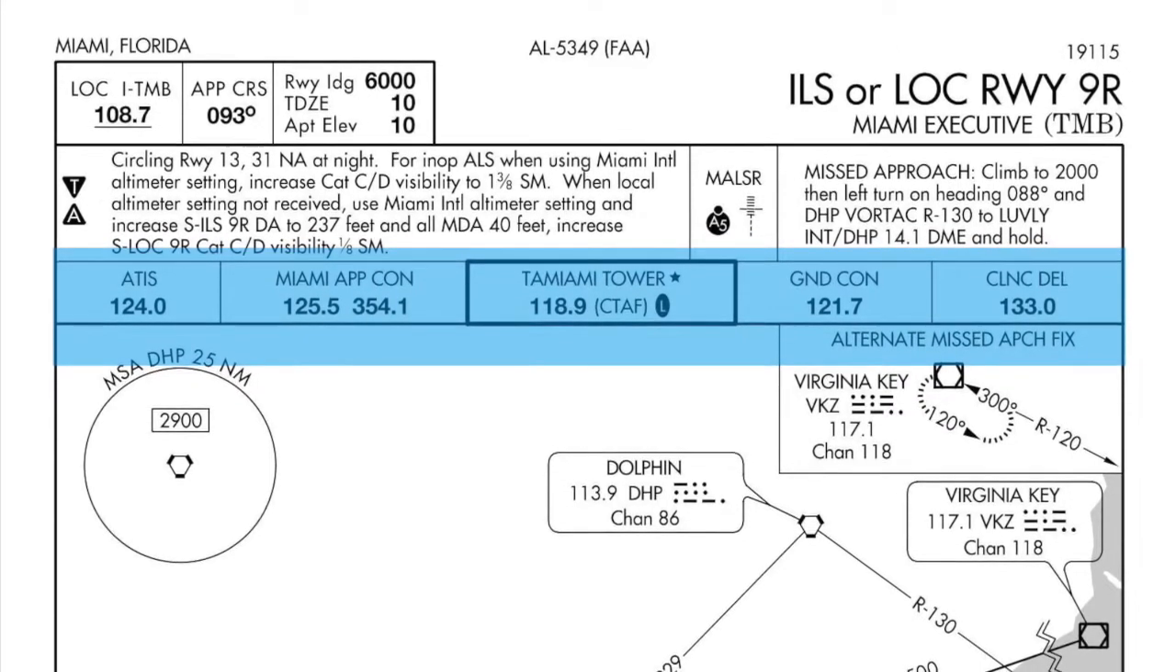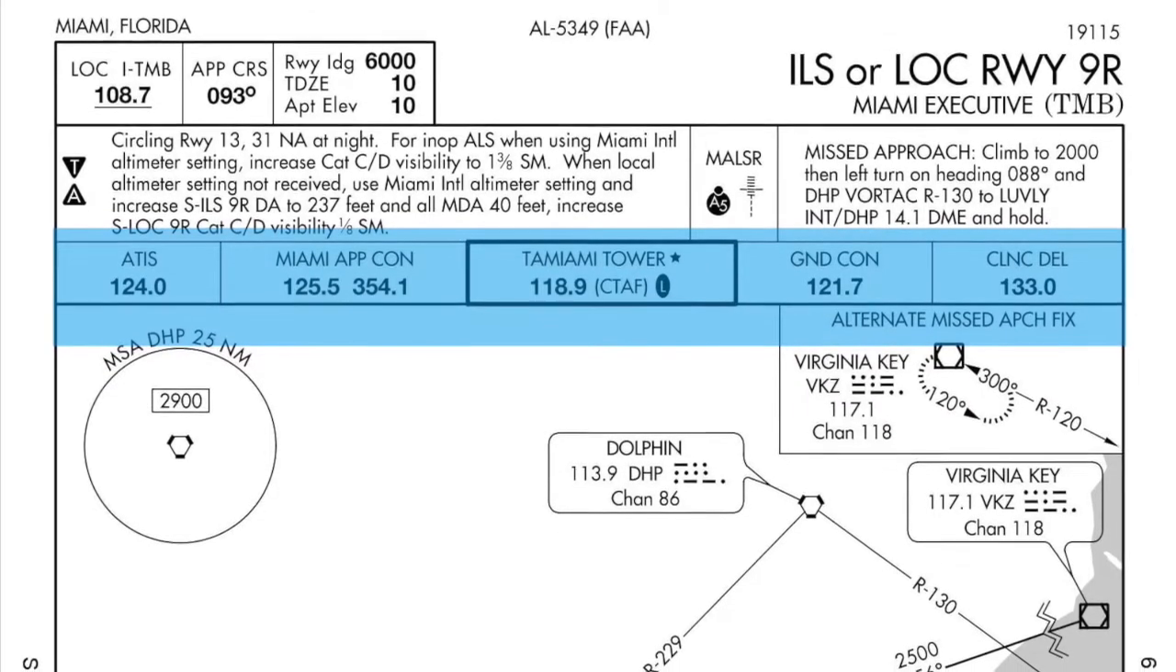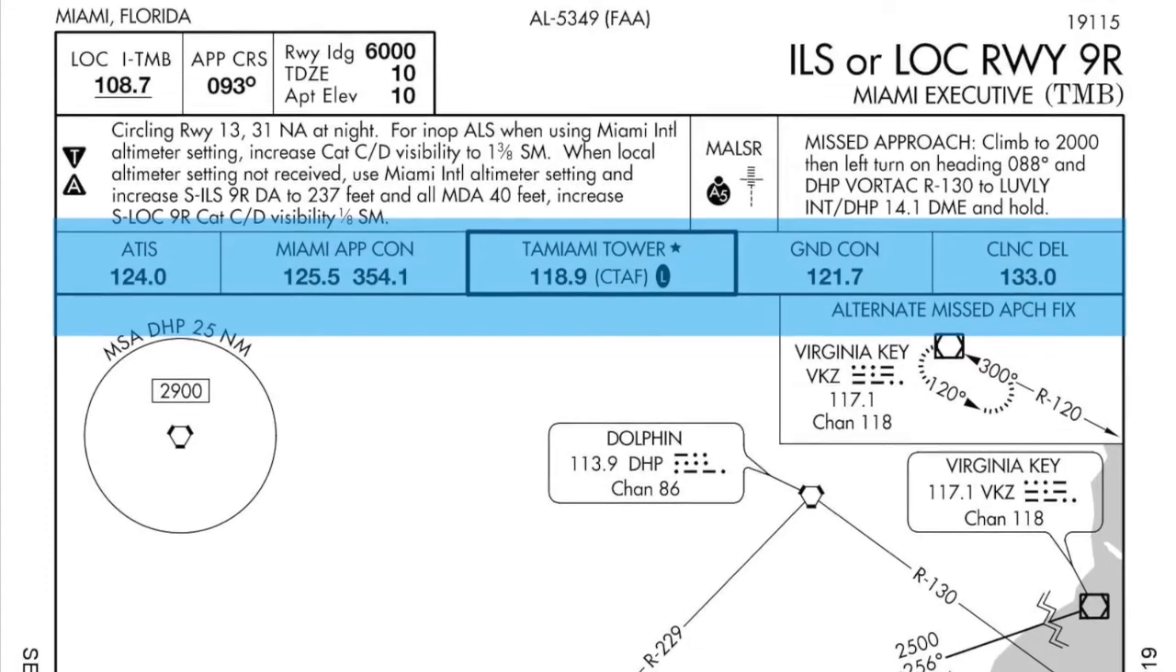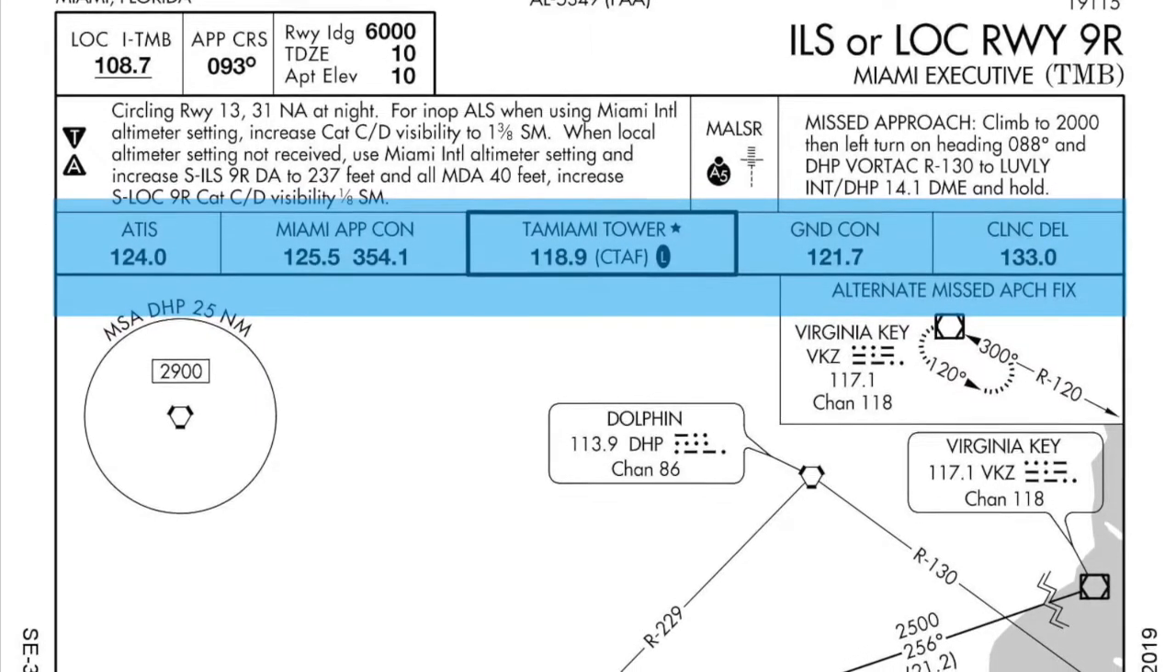The circle there, with the L, indicates that you have pilot controlled lighting because it's shaded, and the star next to the tower means that it is part-time, or sometimes it'll be closed when you come to this airport.